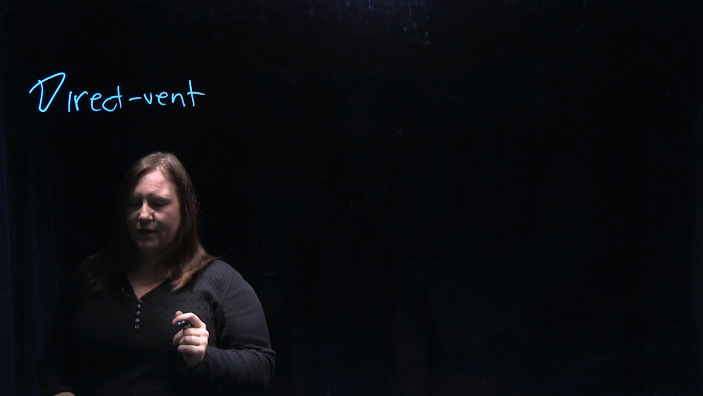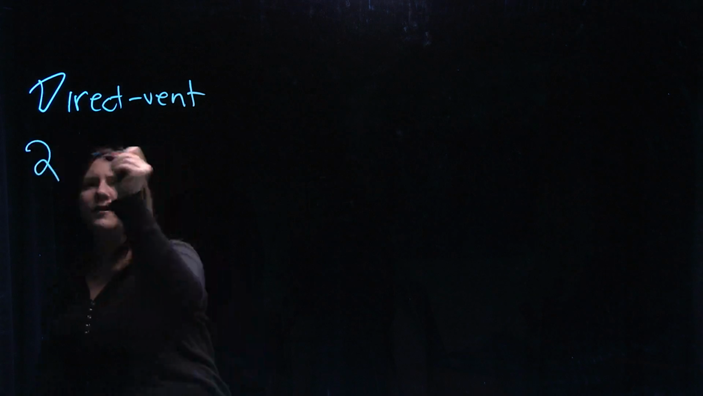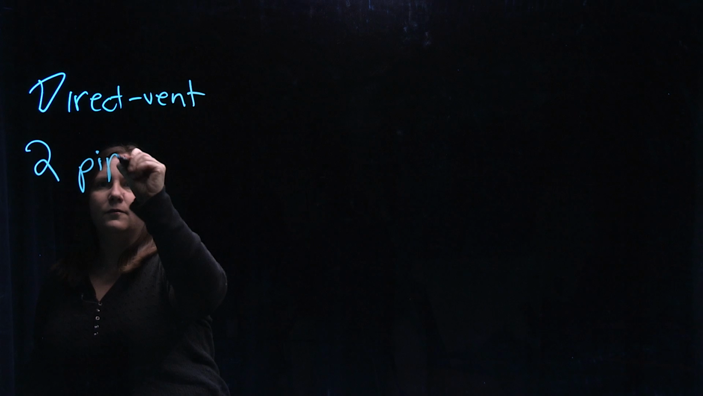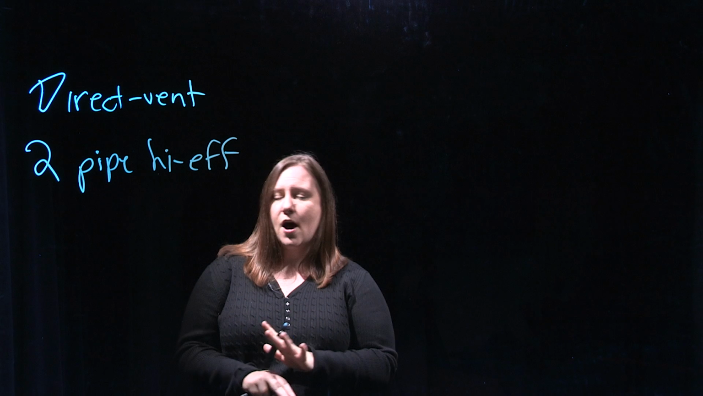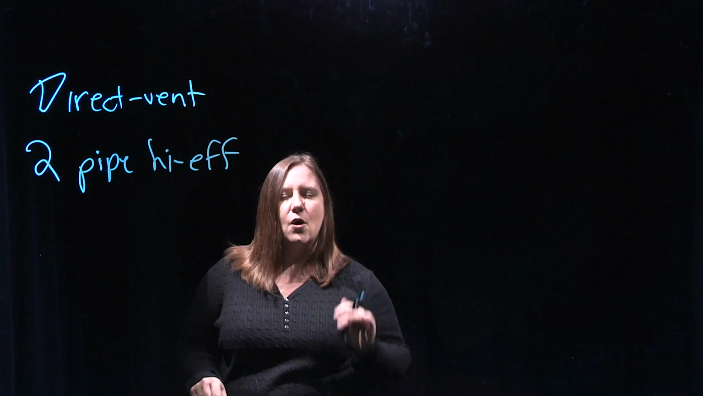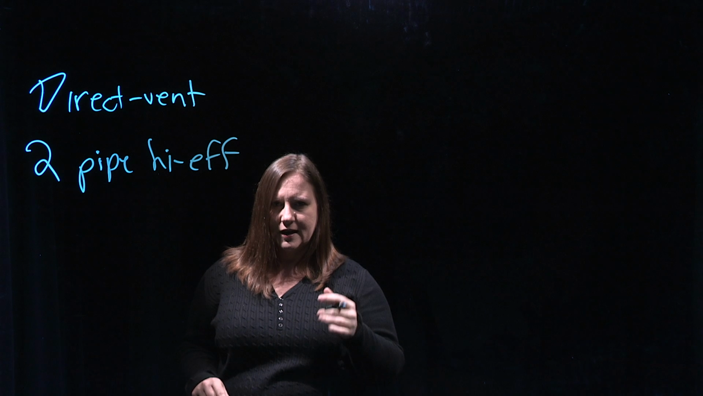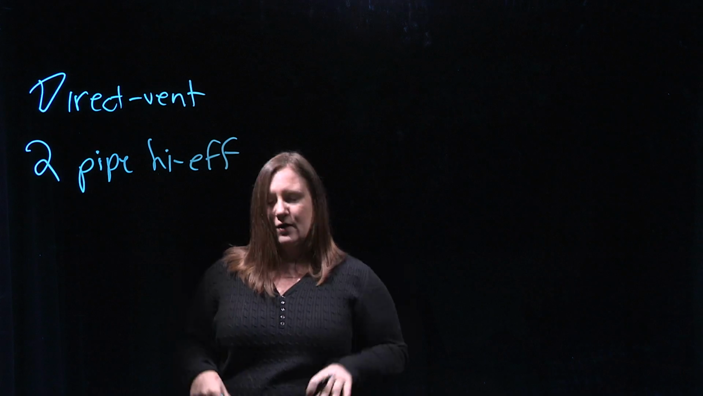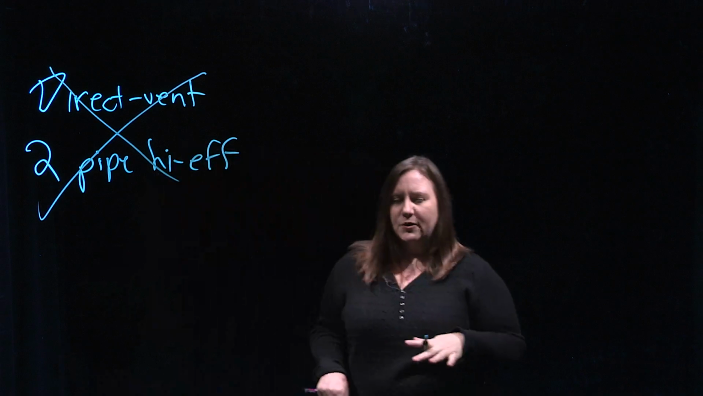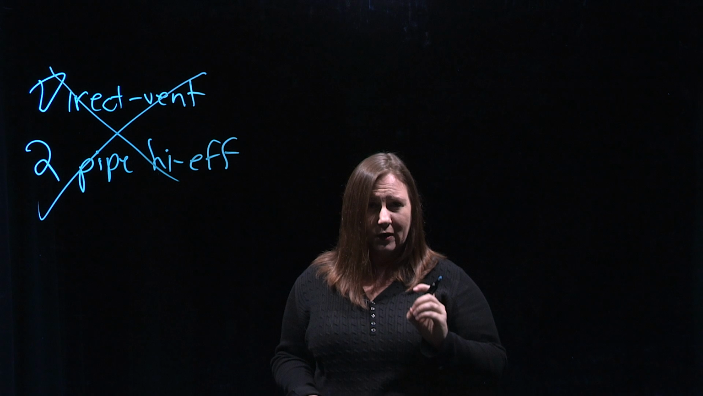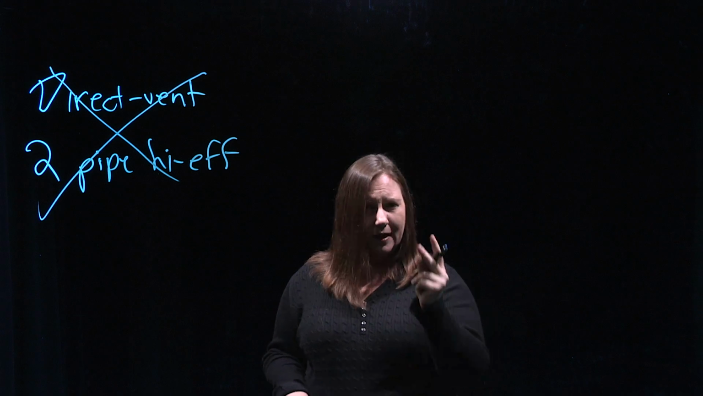All right, so the first thing that we're concerned about is what type of appliance we're talking about. As you know, if you have a direct vent, or equivalent to direct vent, so 2 pipe high efficiency, then for those we're not going to do this combustion air sizing. This is only when we're taking the combustion air from inside of the structure. What you're going to be referring to is 8.2.1.